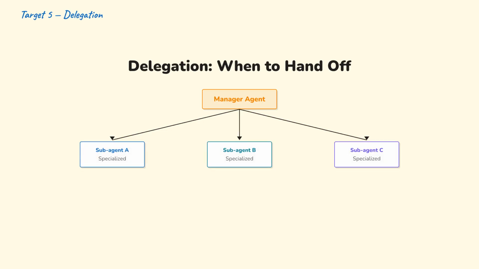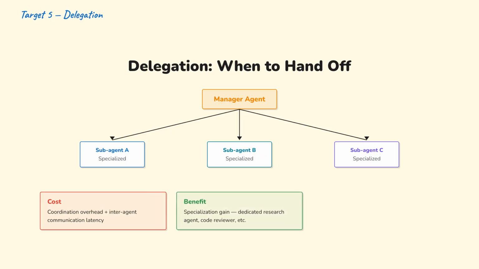Delegation policy determines when to hand off a subtask to a specialized sub-agent versus handling it in-line. Delegation introduces coordination overhead and inter-agent communication latency. For short, simple subtasks, that overhead outweighs the benefit of specialization.